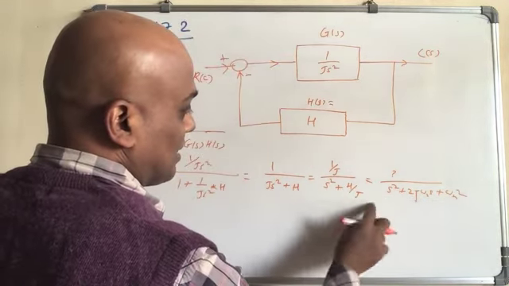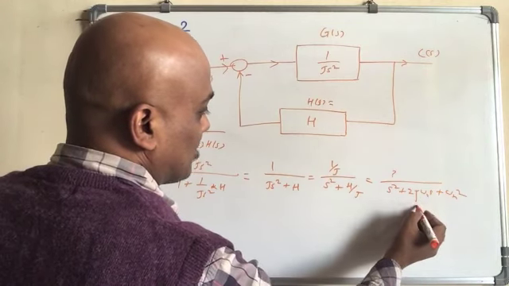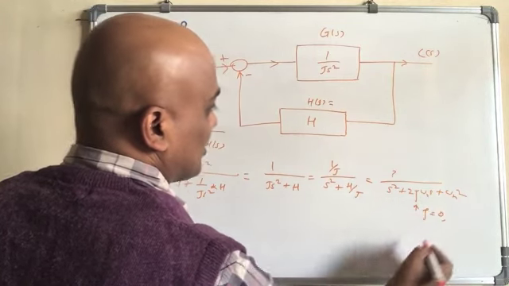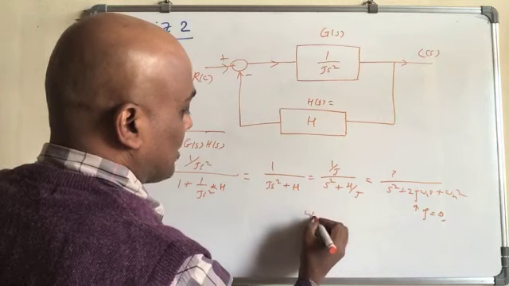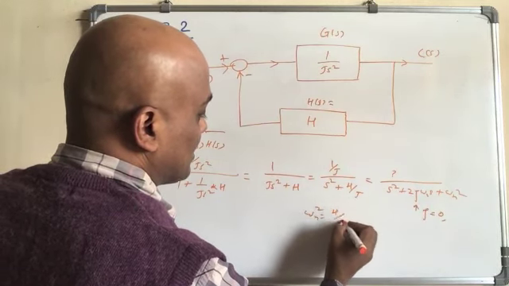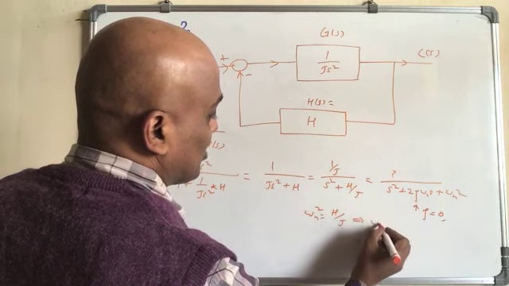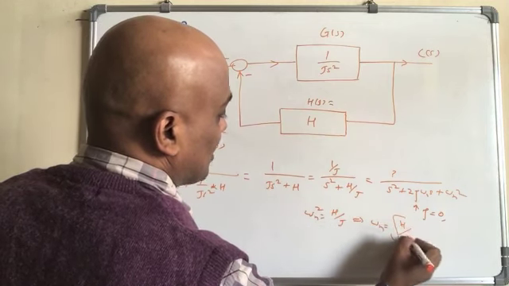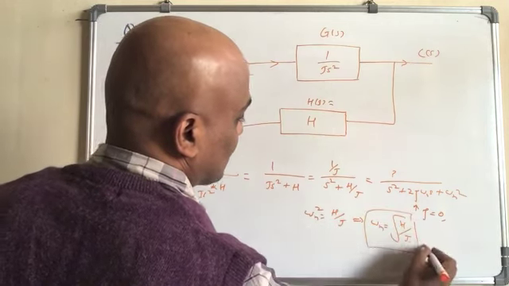What you see here is that the middle term is not there, so you know that zeta equals 0, and omega n squared will be H over J. This tells us that omega n equals root H over J. So this is the answer.